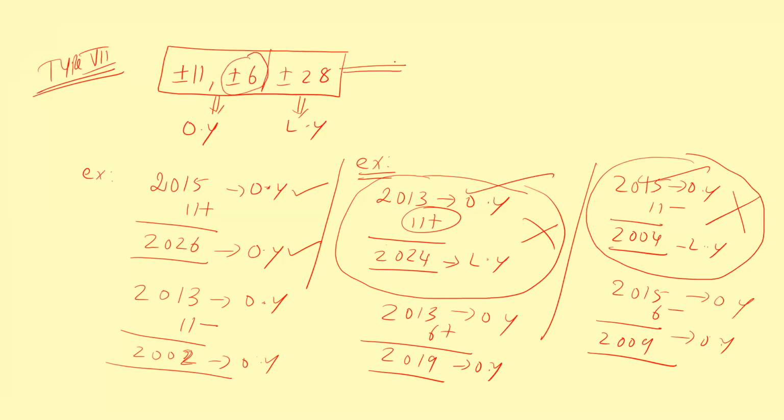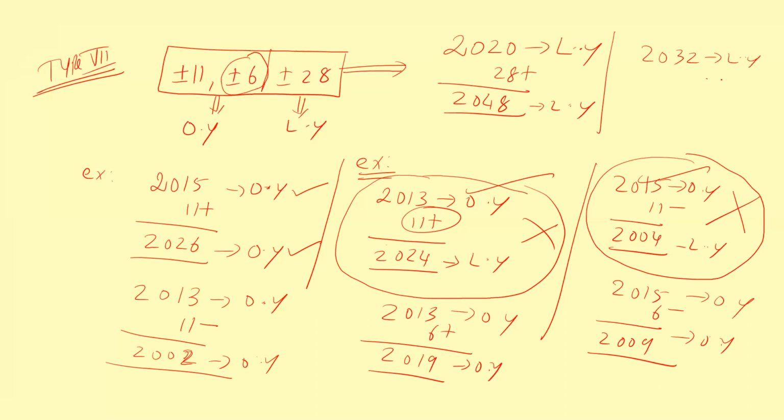And 28. 28 is for leap year. For example, 2020. This is our leap year. Present year leap year plus 28, then this is what, 2048. So this is also what, leap year. So for leap year, no need to worry about that. So plus 28 or minus 28. So leap year, for example, 2032. It's a leap year. When it was used means in past they are asking. When it was used means minus 28. The answer is 2004. That's also what, leap year. So 11 and 6 is for ordinary year. 28 is for leap year.